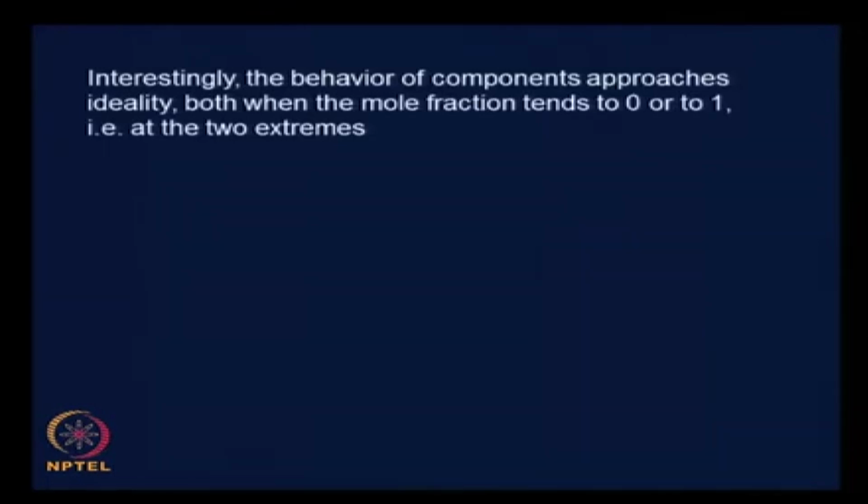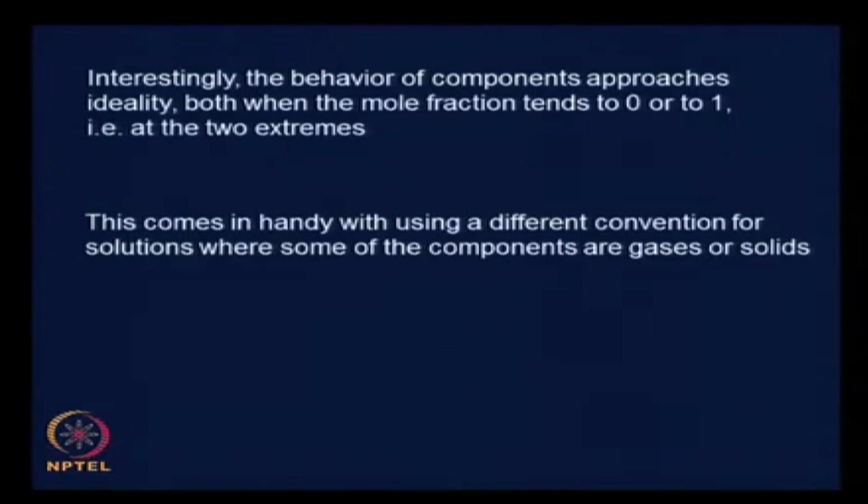But we are saved by this note, or by noting this aspect. The behavior of the components approaches ideality both when the mole fraction tends to 0 or 1. When the mole fraction is 0, it is a complete solution with no component in it. When it tends to 1, it is all a pure component. Therefore at the two extremes we approach ideal behavior, we are not in the solution regime, and therefore when we come up with a convention, we can use a suitable convention that involves this.